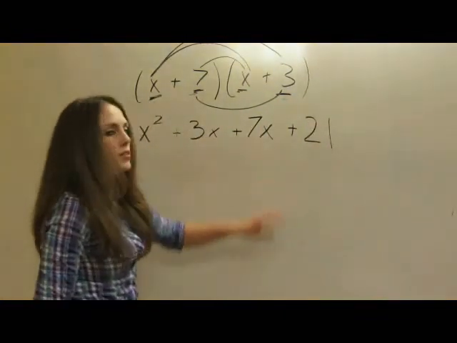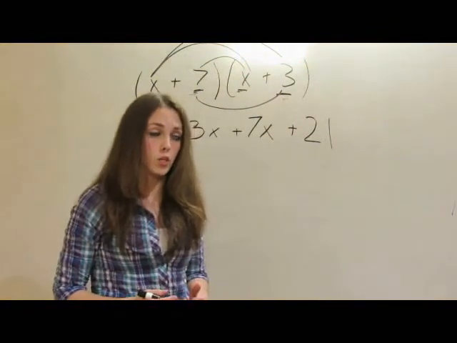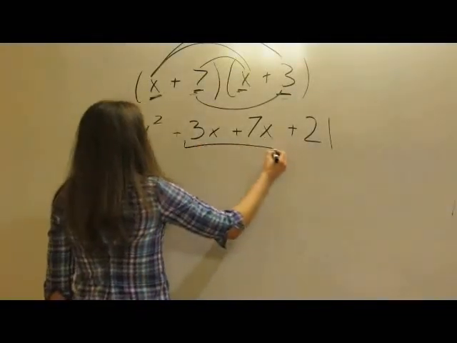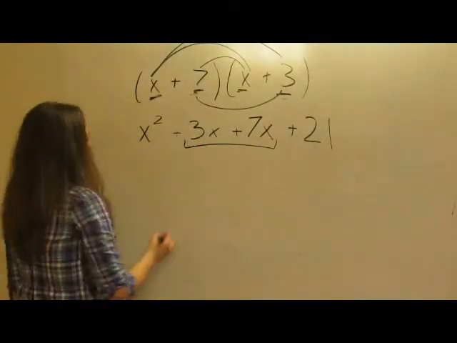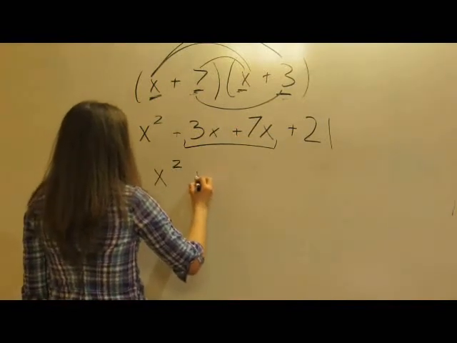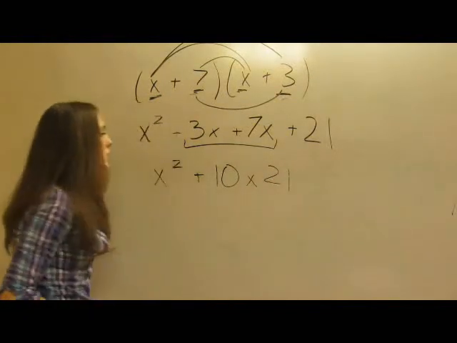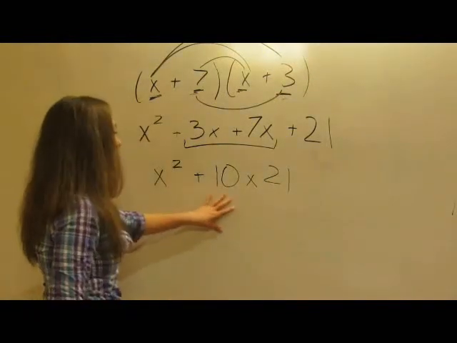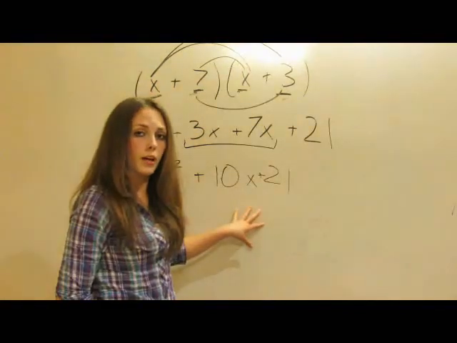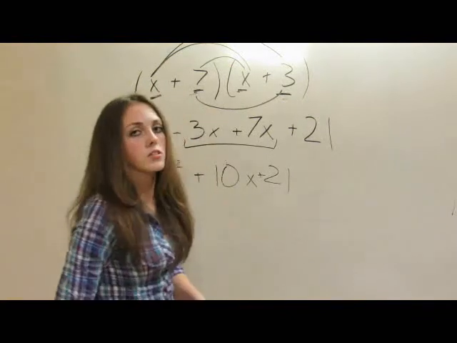Now this doesn't really look the same as our first polynomial, but we still can simplify by combining like terms. So let's do that. We see that we have two x terms here, so let's combine those. By adding those together, we get plus 10x plus 21. So again, we have x squared plus 10x plus 21. We have the same trinomial now as we did when we first started. So we know that we have the right factors.